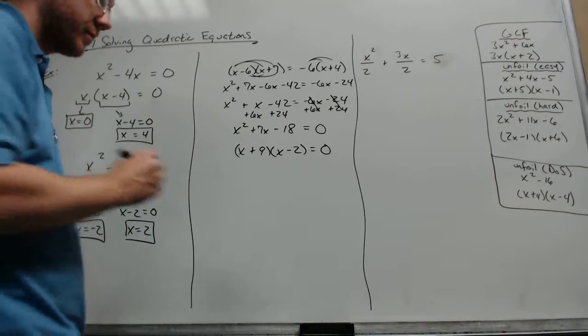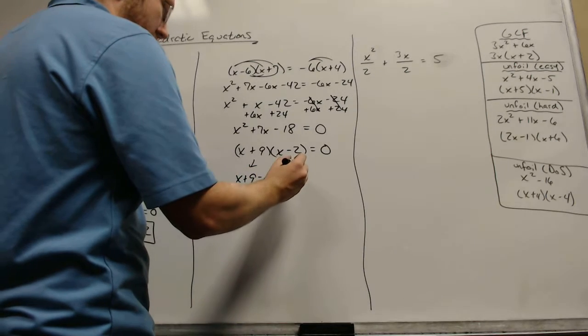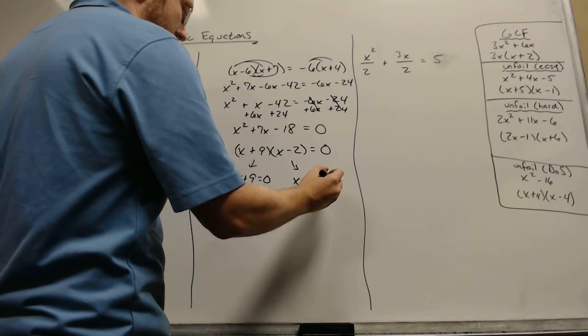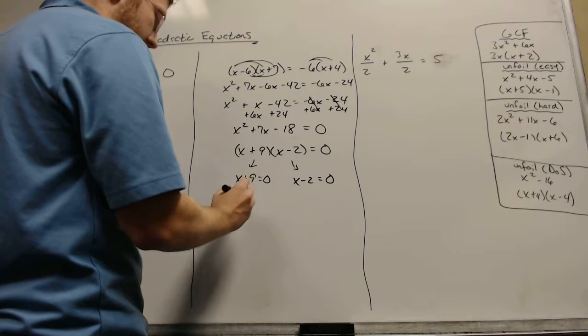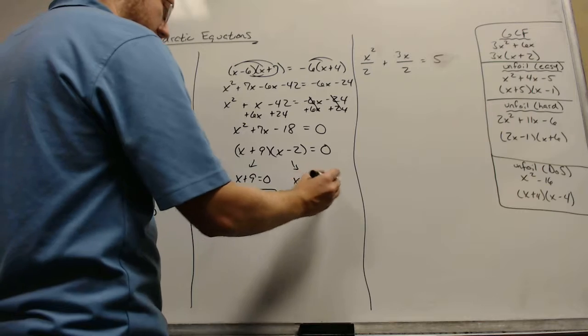All right, take each little factor. Add negative 9 to both sides, and add a positive 2 to both sides.